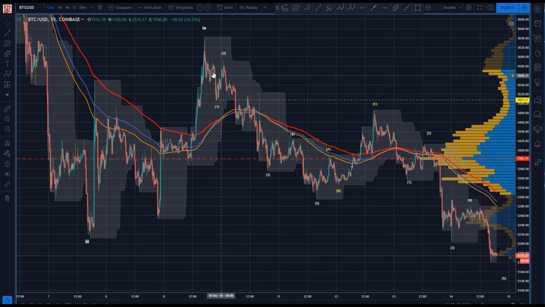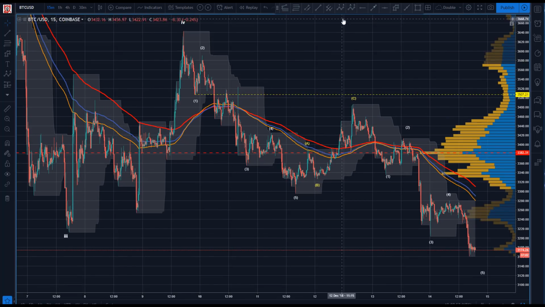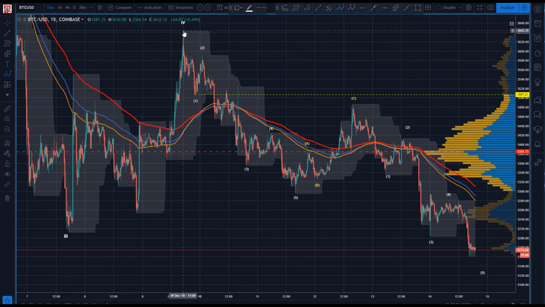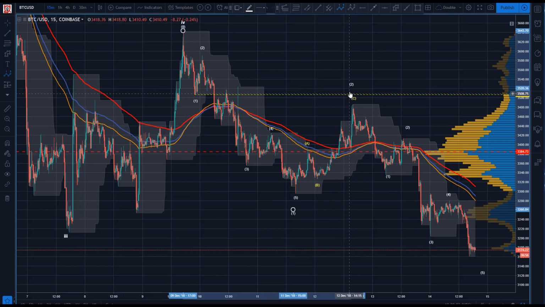Either way, you can count it either way. You can go A, B, and then A, B, C, and then you'd have to have this as your 4, and then A, B, C to finish it. Either way, we get a 1. Whether you want to call it a leading diagonal or an impulse, we've got a 1, 2. Potentially a 1, 2, 3, 4, and 5.